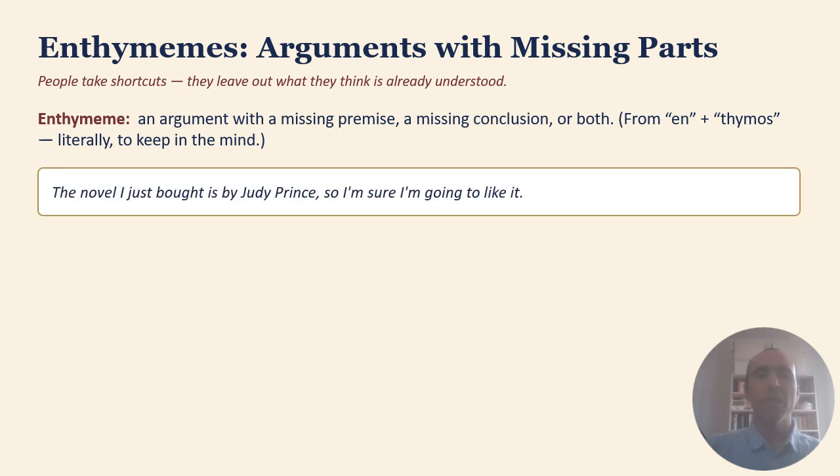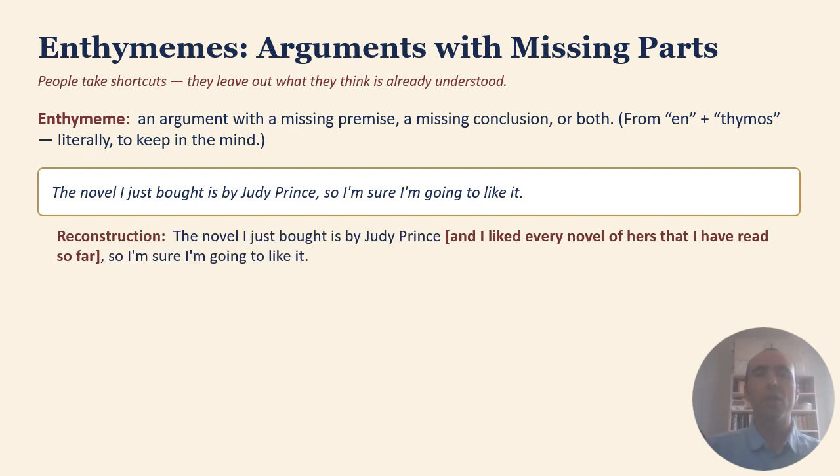For example, the novel I just bought is by Julie Price, so I'm sure I'm going to like it. The reconstruction of this argument is the following. The novel I just bought is by Julie Price, and the missing premise was, I like every novel of hers that I have read so far, so I'm sure I'm going to like it. Brackets mark information that was not part of the original information.